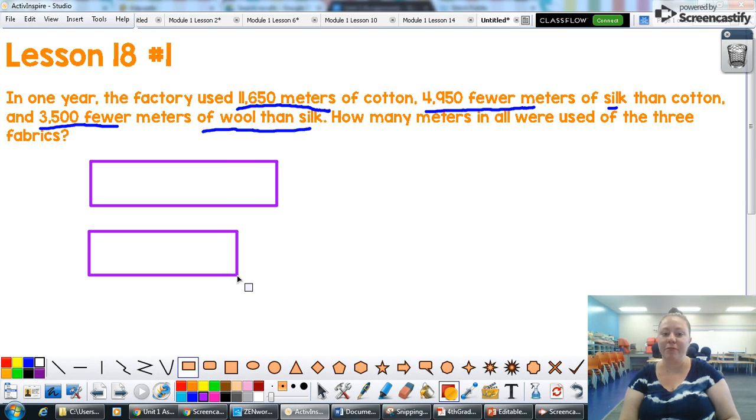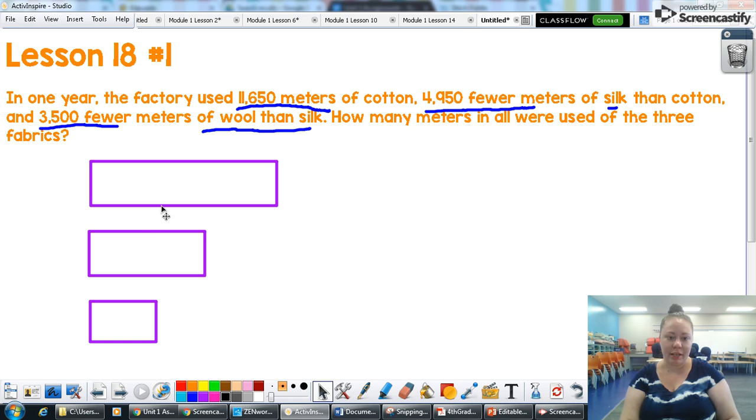Now notice that it said fewer meters. So I'm going to draw a smaller rectangle. And then it says 3,500 fewer meters of wool than silk. So again, I'm going to draw one more rectangle and it's going to get even smaller, like so. Now I am going to fix the lineup of this a little bit.